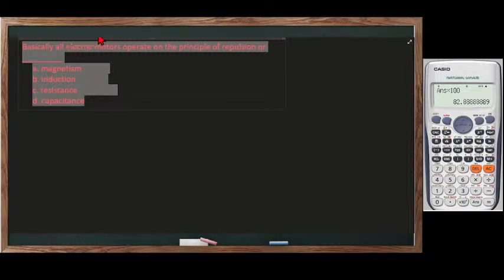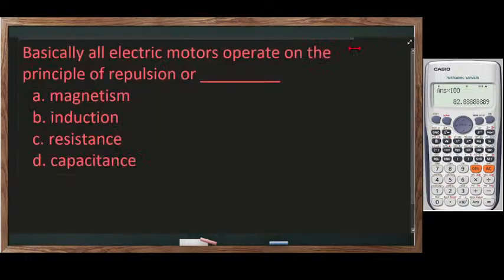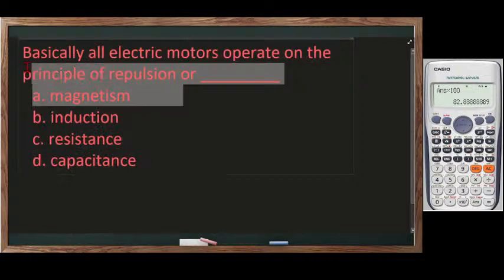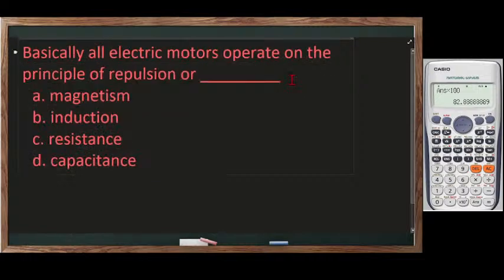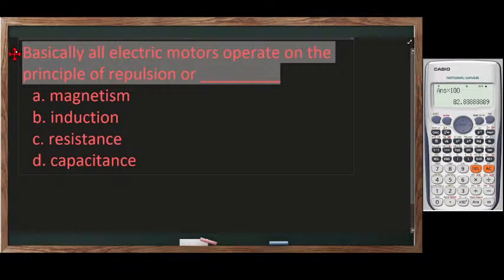So basically all electric motors operate on the principle of repulsion or blank. Okay, so is it magnetism, induction, resistance, or capacitance?